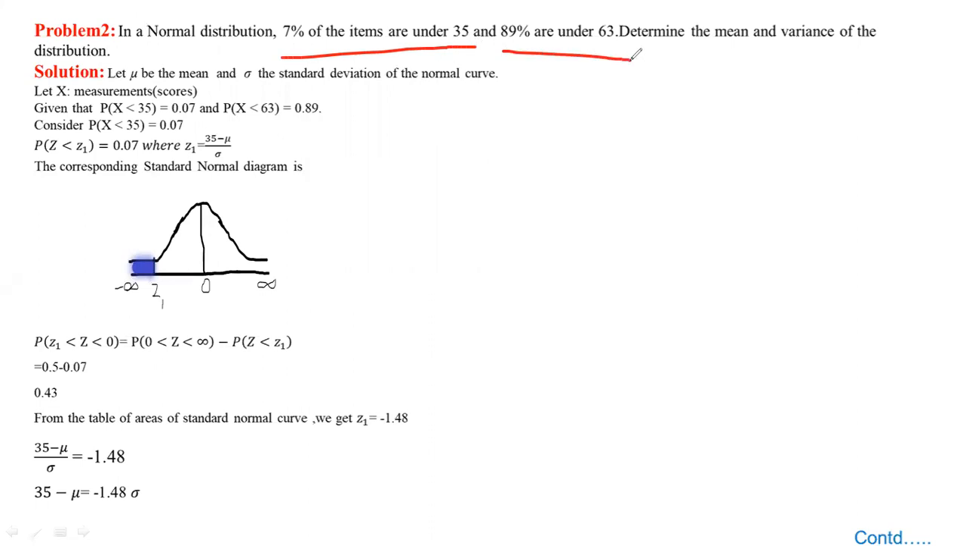You can see in that problem they mentioned 7% of items under 35, 89% of items under 63. So 7% of items under 35 can be represented as probability of x less than 35, that is 0.07. And the next statement, 89% of items under 63, is probability of x less than 63. Under 63 means less than 63, we have 89%, that is 0.89.